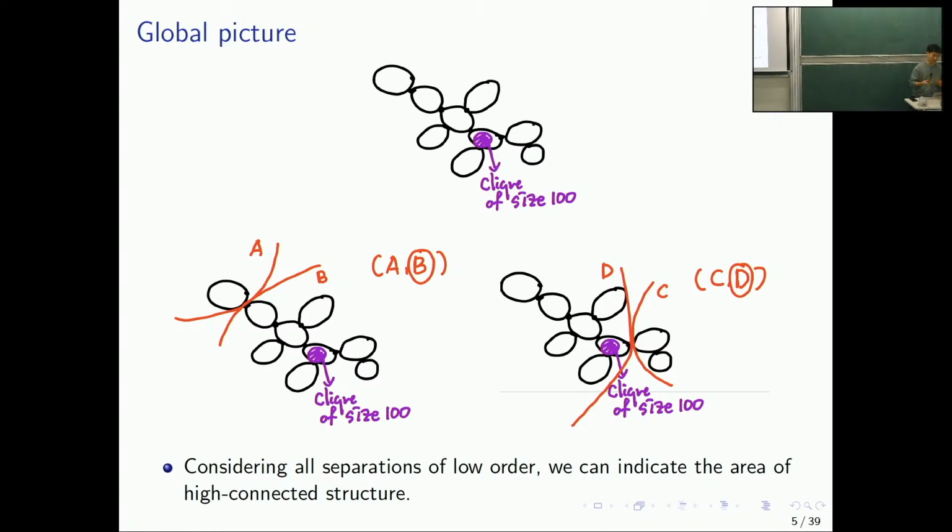But separations of order 1 are a quite extreme case. We are thinking about separations of order at most t for some t. So you might now have some intuition for the definition of tangles.